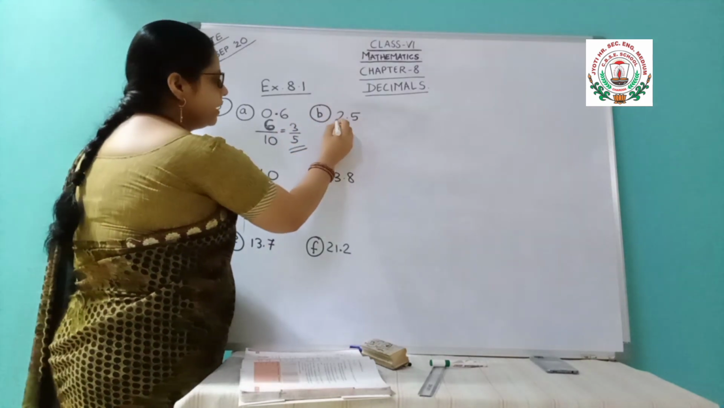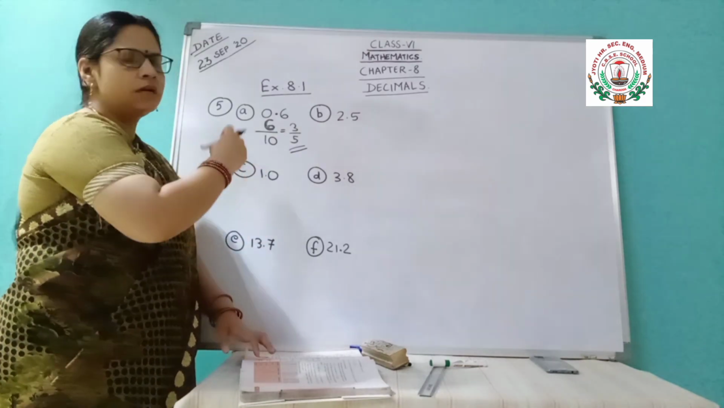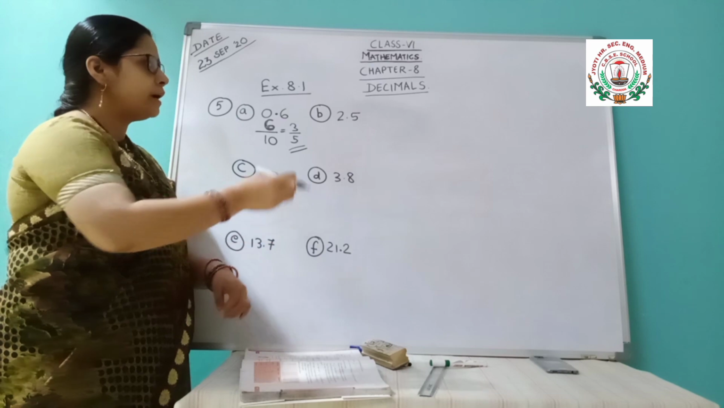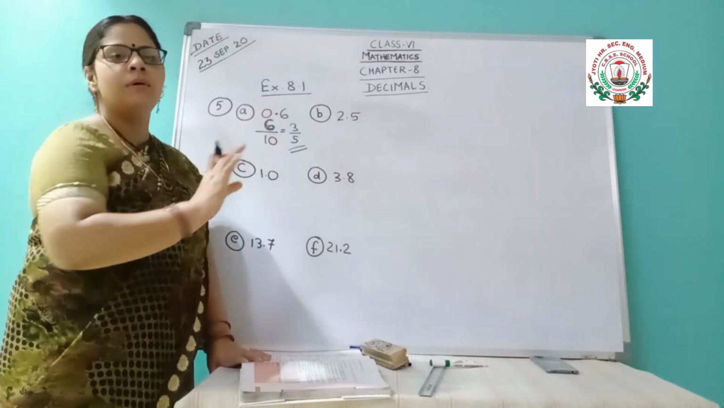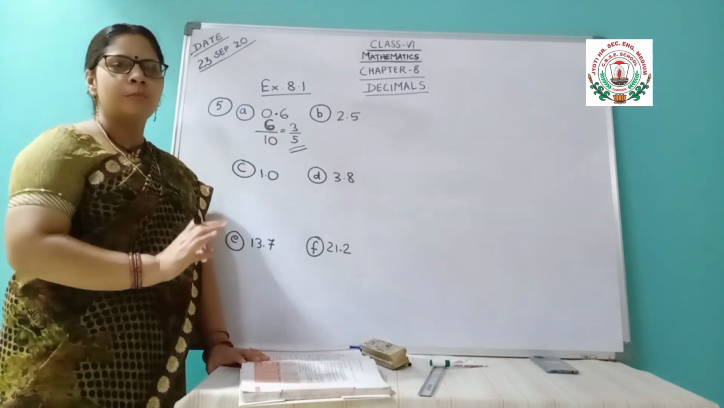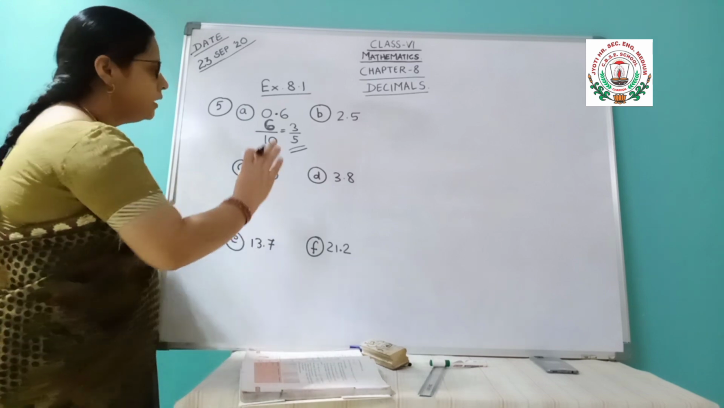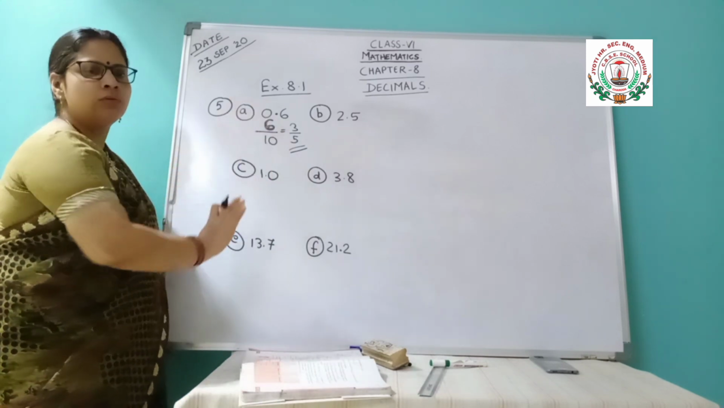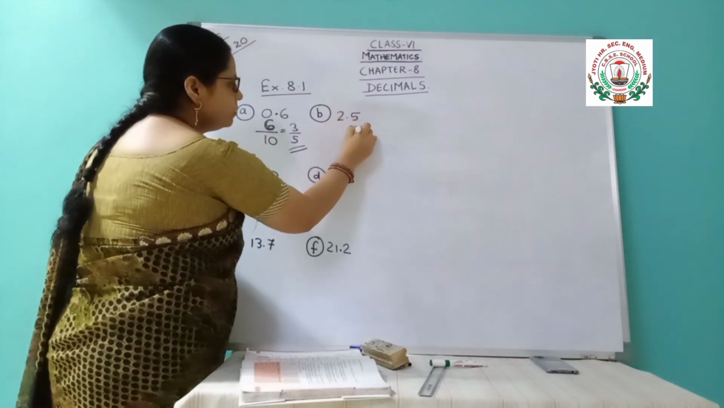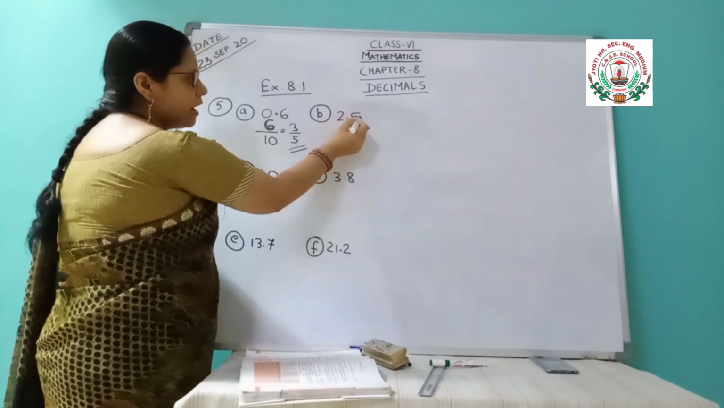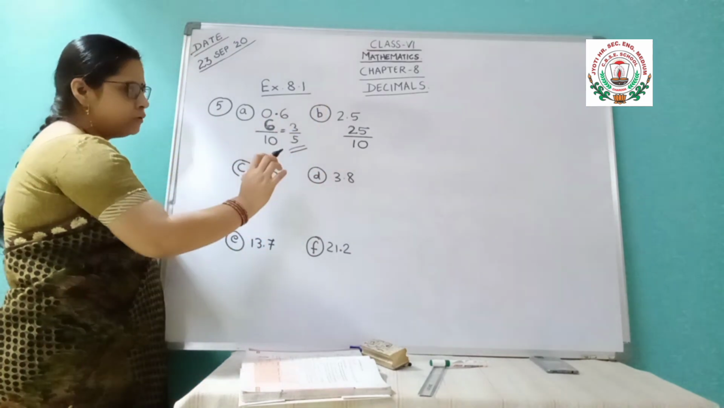Next, 2.5. The thing I am telling you is to just forget about the decimals and write down all the digits. After that, see how many digits are there after the decimal. Whichever number of digits there are, that many zeros you will write in the denominator. Let us first write it as a fraction. Here the digits are 2 and 5, so we will write 2 and 5, and one digit after the decimal, so 1 0 in the denominator. Conversion we will do later.